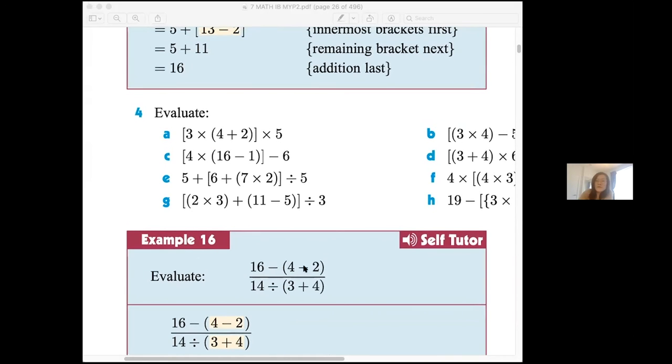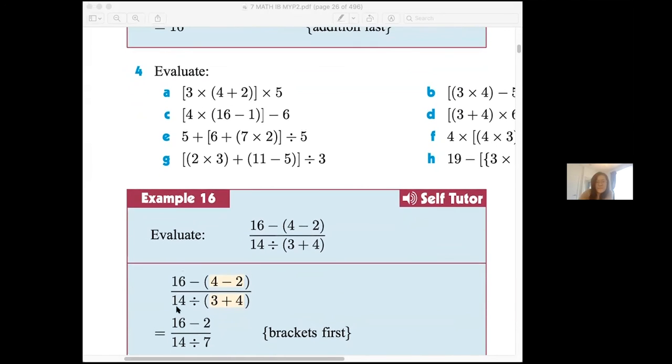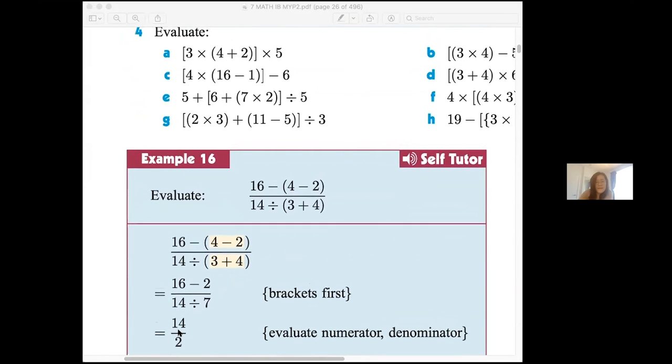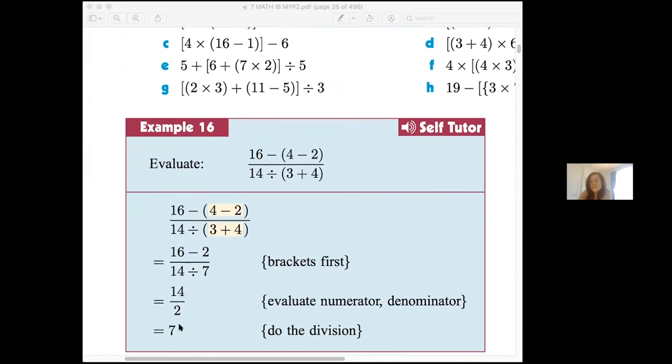So we're gonna work on the 2 brackets, both. On the top, 4 minus 2, that's a 2. At the bottom, 3 plus 4, that's a 7. Okay. And then we're going to solve the top and the bottom separately. So the top is a 14. The bottom is a 2. And then eventually 14 divided by 2 is 7.